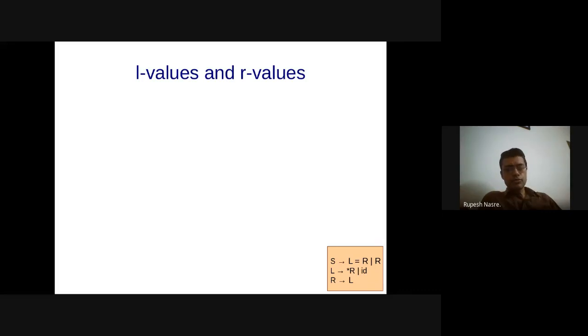I would like you to derive the first and follow corresponding to this grammar, augment the grammar, let's say with S prime deriving S, complete the item sets, compute the finite automaton, and then compute the parsing table. So please tell me what are the first and follow of S, L, and R.